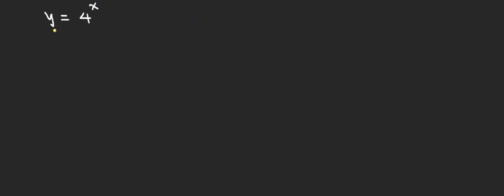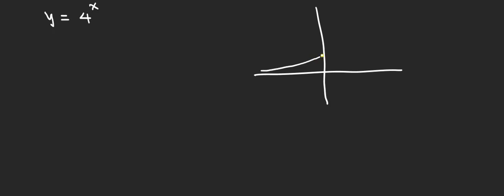You have the graph of y equals 4 to the x. So it's going to look something like this. It's an exponential function. It's going to look something like that, where this is going to be 0, 1. Just plug in 0. 4 to the 0 is 1, so the y-intercept will be 0, 1.